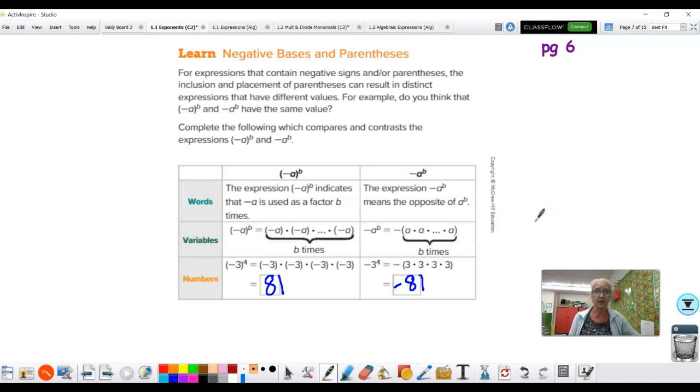If you don't believe me, try having negative $81 in your savings account. Not much of a savings account.